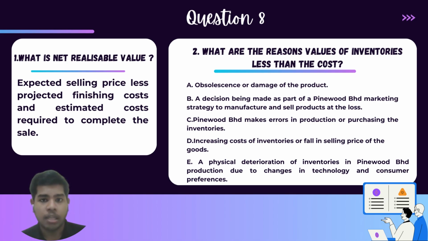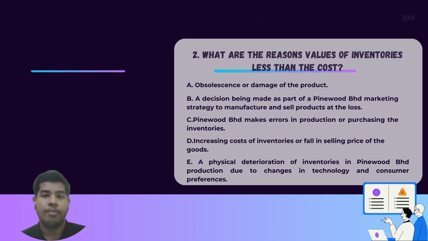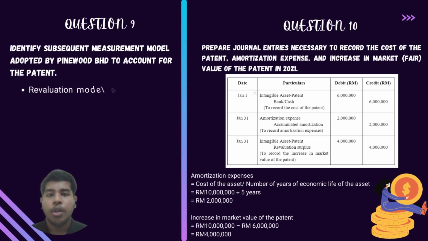Next is, what are the reasons the value of the inventory is less than the cost? First is damage of the product. Second is a decision made as part of Pinewood Berhad's marketing strategy to manufacture and sell the product at a loss. Third is Pinewood Berhad made an error in production or purchasing the inventories. Fourth is increasing cost of the inventory or falling selling price of the goods. And finally is physical deterioration of inventory in the Pinewood Berhad production due to changes in technology and consumer preference.